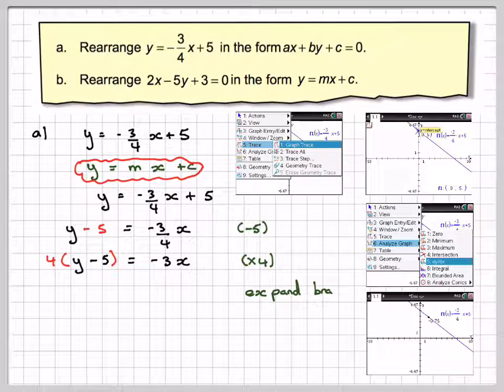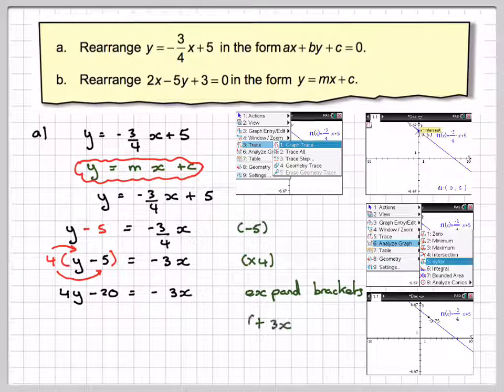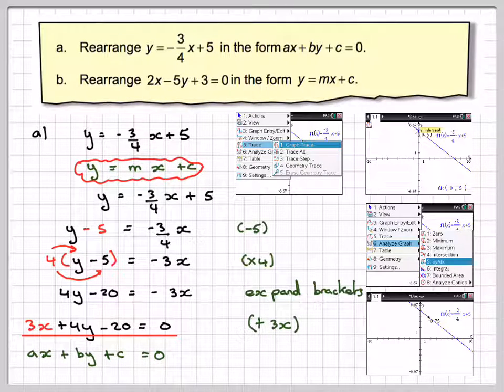Now expanding the bracket, 4 times y gives 4y, and 4 times minus 5 is minus 20, and we now have minus 3x. So we now add 3x to both sides. If we add 3x to this side, we get 3x plus 4y is minus 20. Minus 3x plus 3x gives nothing, so we have equal to 0. So now I've got the equation in the right format, which is ax plus by plus c is equal to 0. And you need to be able to go from here to this one, and then from this one to this one, like we're doing in the next question.